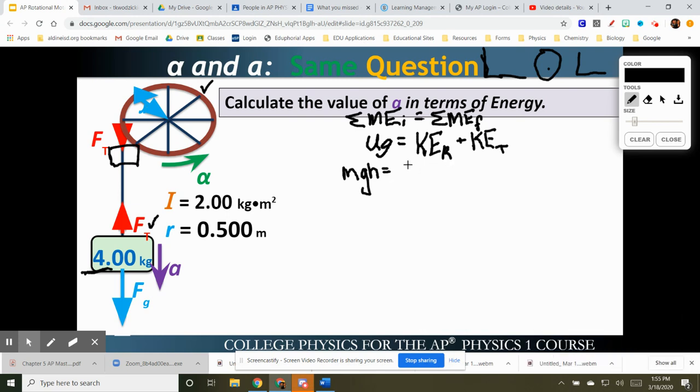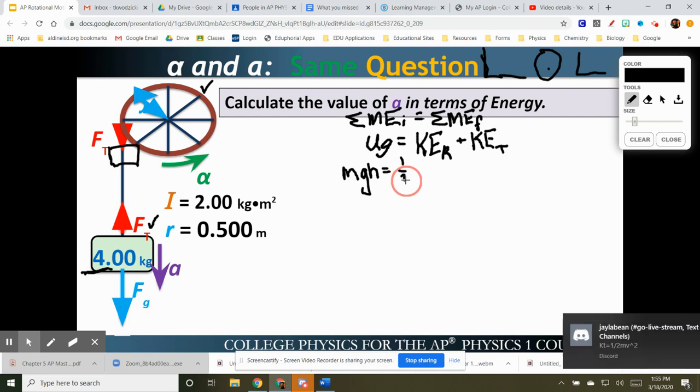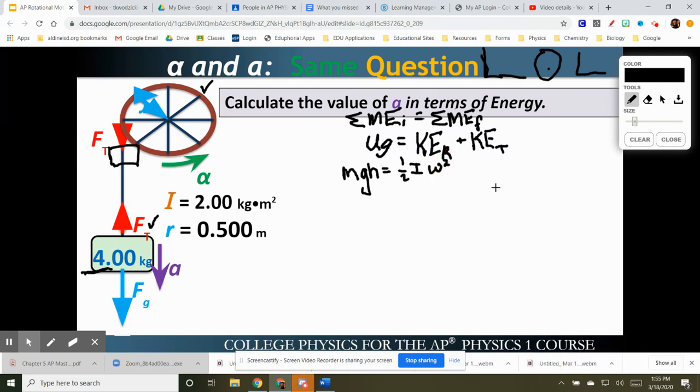Thank you. Kinetic energy rotational is 1/2 moment of inertia, omega squared, plus 1/2, thank you, Jayla, m v squared. That looks cute. Okay, where do we go from here? This looks awful.